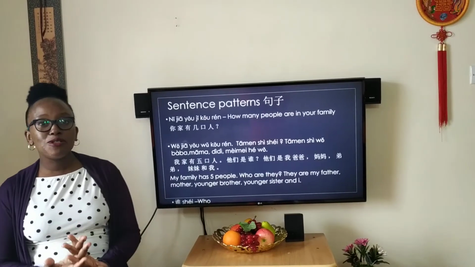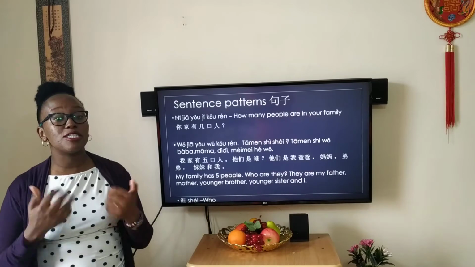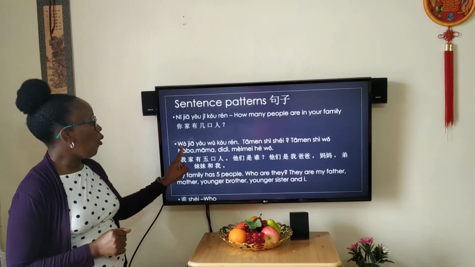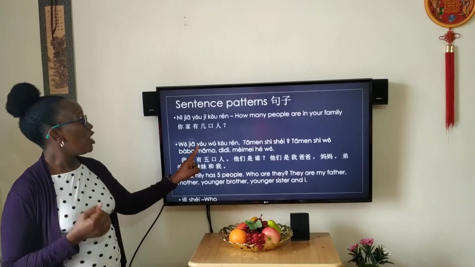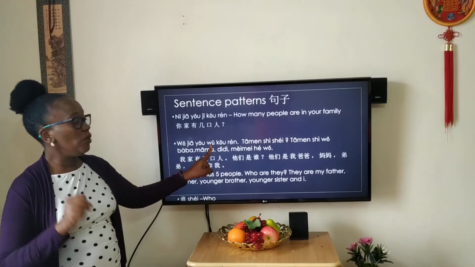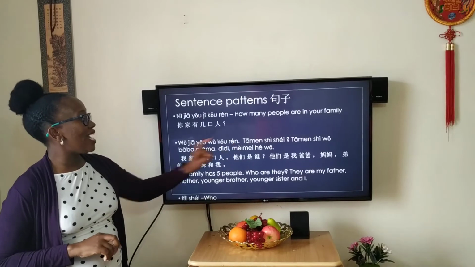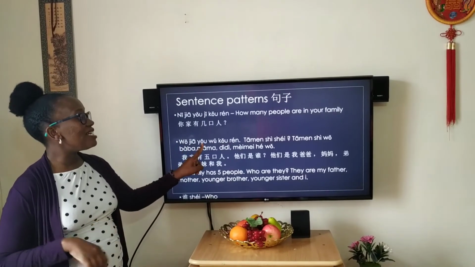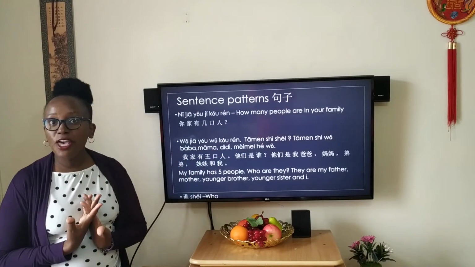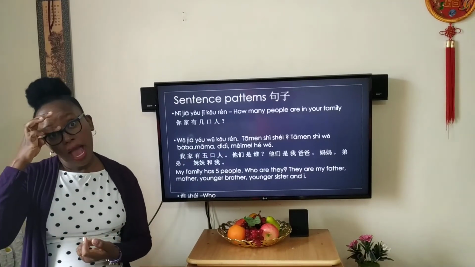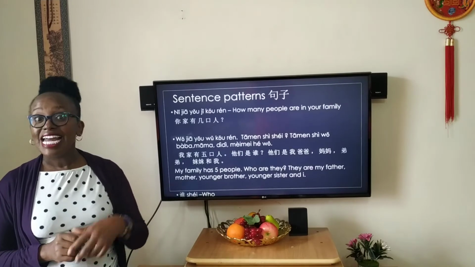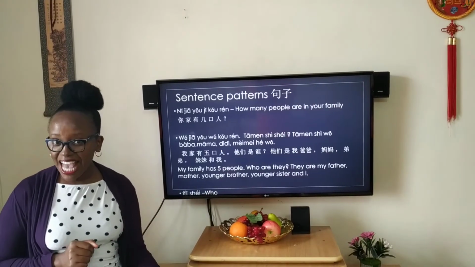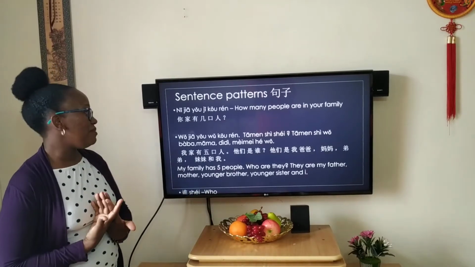To answer that, you need to remember the numbers. For example, my family has got 5 people. So I will say 我家, my family, 有 has 5, 人 people. So my family has 5 people. 我家有5个人. Now let me ask you, how many people are in your family? 你家有几个人? So you say 我家有5个人 if your family is like mine.